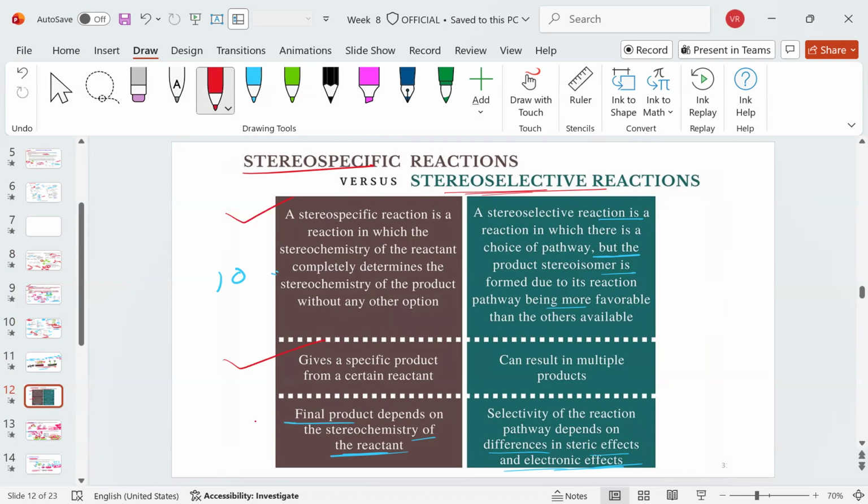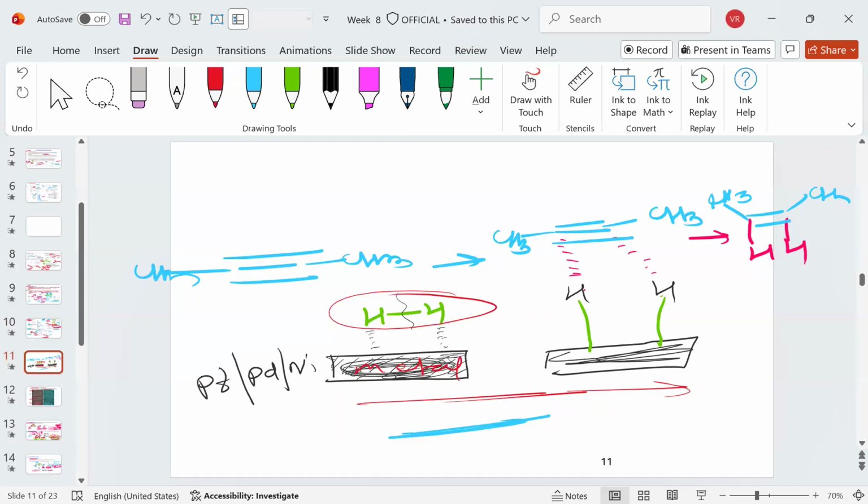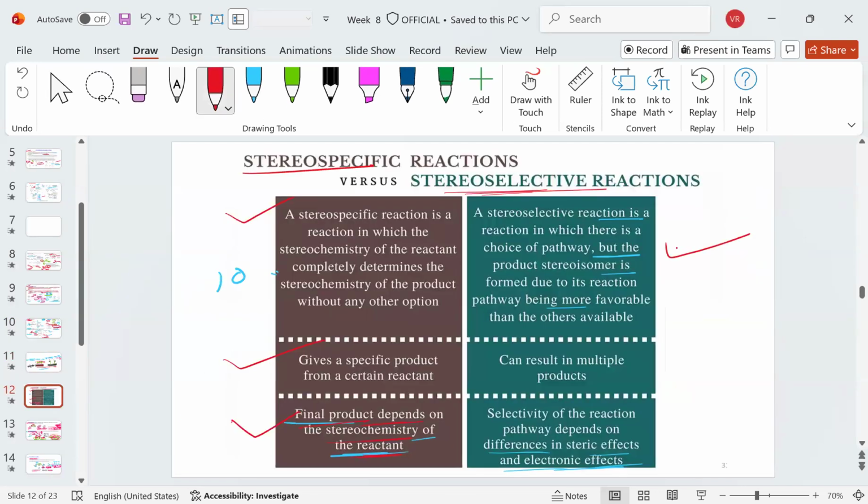Mainly the formation of the product depends upon what type of reactant we are using, and the final product depends upon the stereochemistry of the reactant. But in the stereoselective case, it depends upon the reagent, conditions and several other factors, as we saw in the earlier example. So the stereochemistry of this methyl group decides the formation of the product.